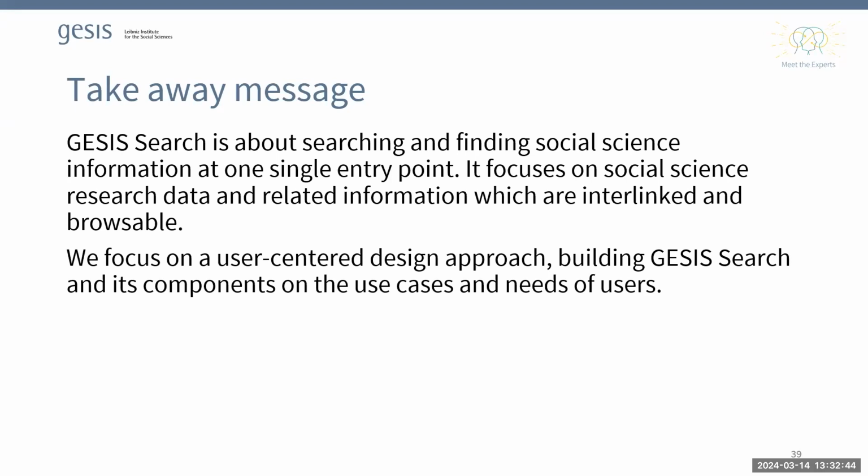So this is already the conclusion of the first part of this talk. GESIS search is about searching and finding social science information. We want one entry point, and it focuses on research data and related information, which have links between them, so you can browse them and then hopefully find your information. For the product, we focus on a user-centered design approach, and this means we build GESIS search and its components on use cases and needs of social scientists.